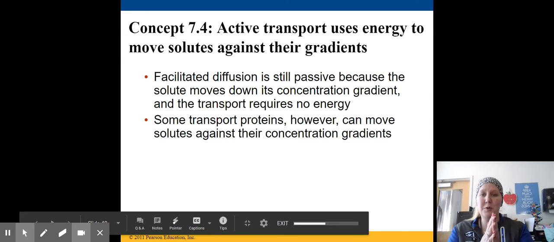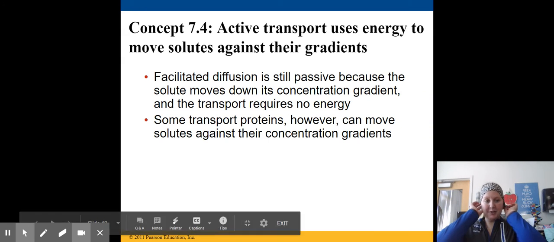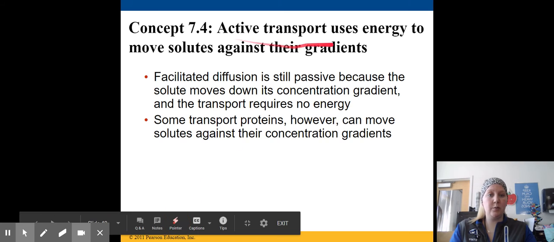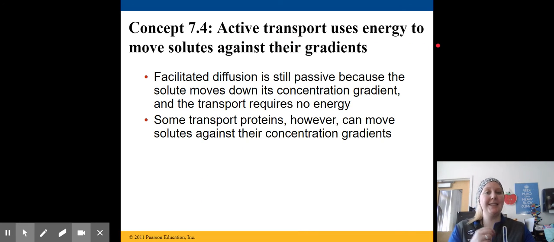Hi guys, so today we're talking about active transport, which is chapter 7.4 and 7.5. Active transport is using energy. Unlike passive transport that did not use energy, active transport directly uses energy to move solutes against their concentration gradient, meaning they're going from an area of low concentration to an area of high concentration.